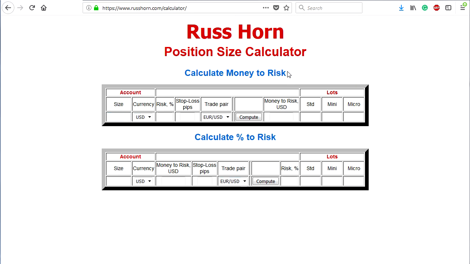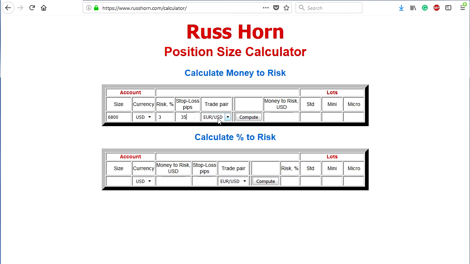So let's say I have got a certain account. So I'm going to put that into size. My account size is $6,800. It's a US dollar account. I'm going to risk 3%. So it's just the number, not 0.03, just 3. The stop loss in pips, let's say, is 25.